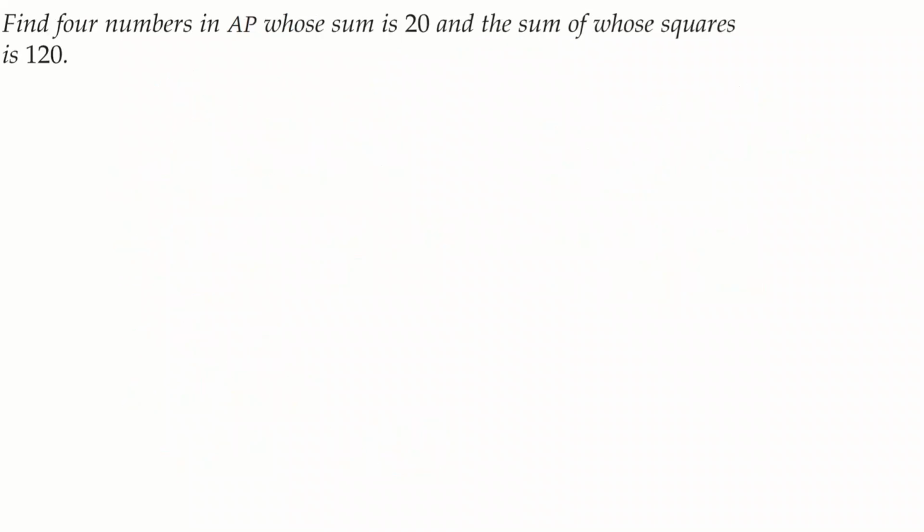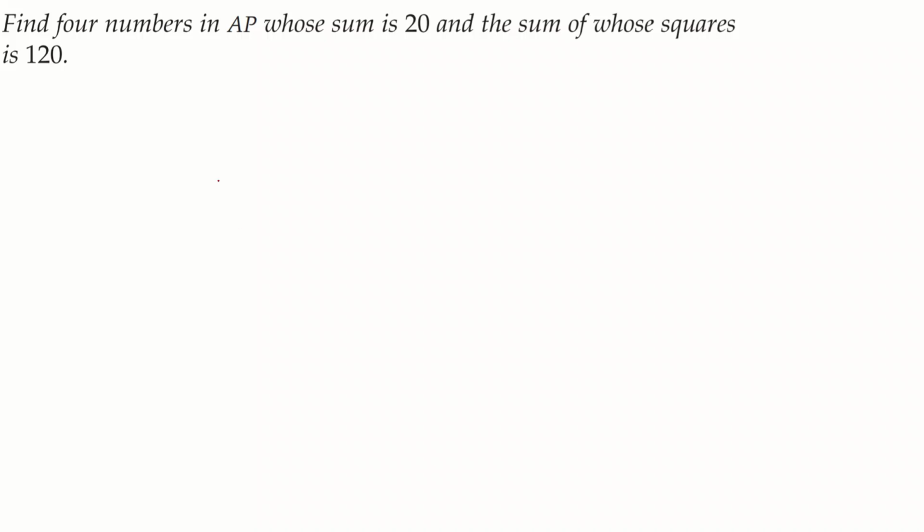find four numbers in AP whose sum is 20 and the sum of whose squares is 120. Okay, initially we were given three numbers, so we took our numbers as A minus D, A and then A plus D. But now they are giving four numbers, so I still want to have the same advantage in this case. That means I want that whenever I add all those numbers, my D's are eliminated. So can you think of some combination of four numbers which are in AP, and when I add them, the D's get cancelled out, and at the very next moment I get the value of A?